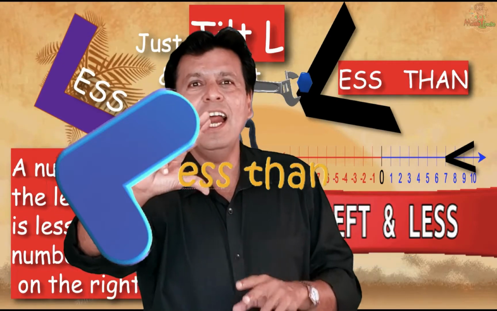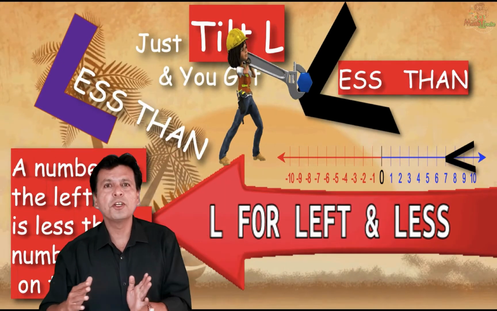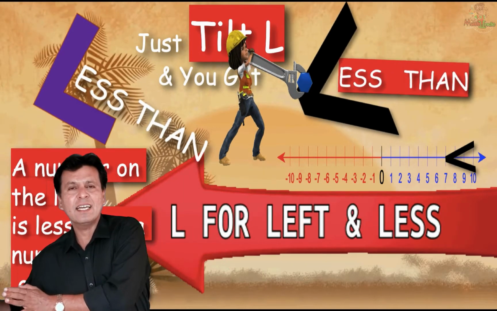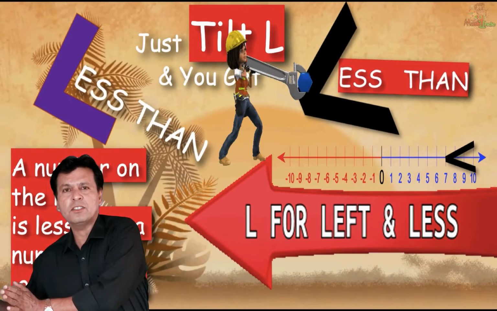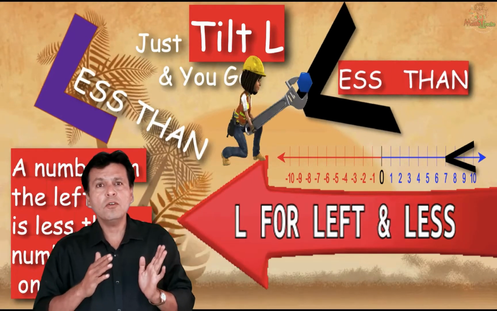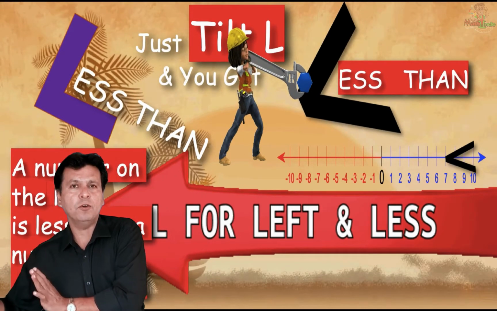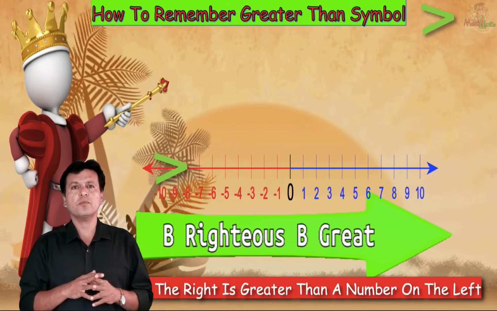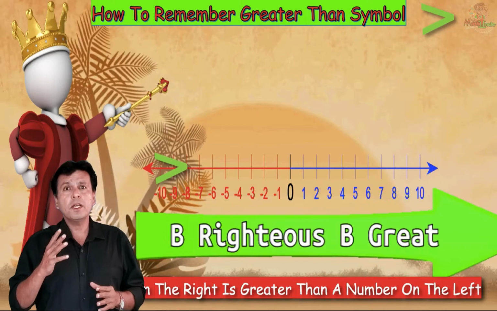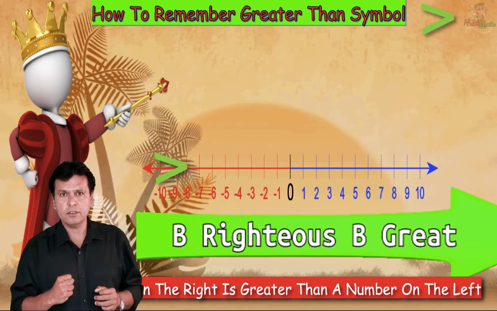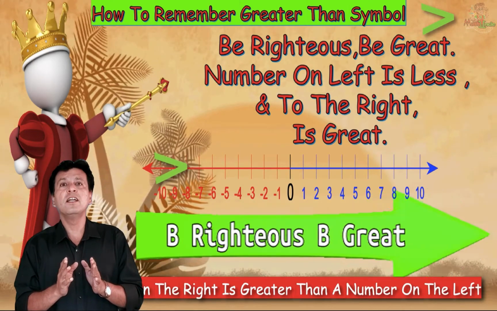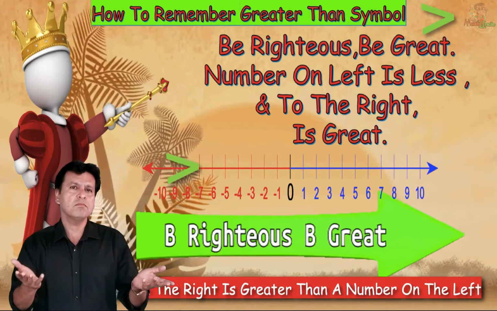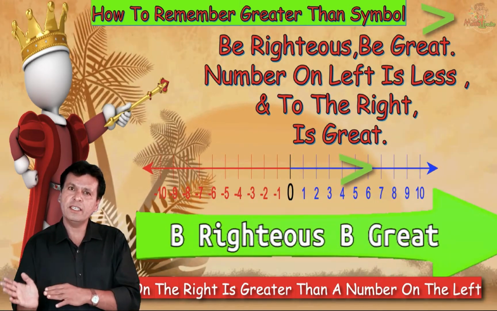L for less than, L for left, and whenever you keep on going to the left, you keep on losing your value. You keep on becoming lesser and lesser. Like if you see, minus 2 is greater than minus 3. Minus 3 is greater than minus 4. Getting it? So whenever you're on the left, you'll keep on losing the value. And whenever you go on the right, I have also created a good slide for greater than. You can see it behind. If you want to become greater, you have to be righteous. So be righteous, be great. The numbers on the left are less and the right are great. So that's how you'll never forget about what is greater than and what is less than.